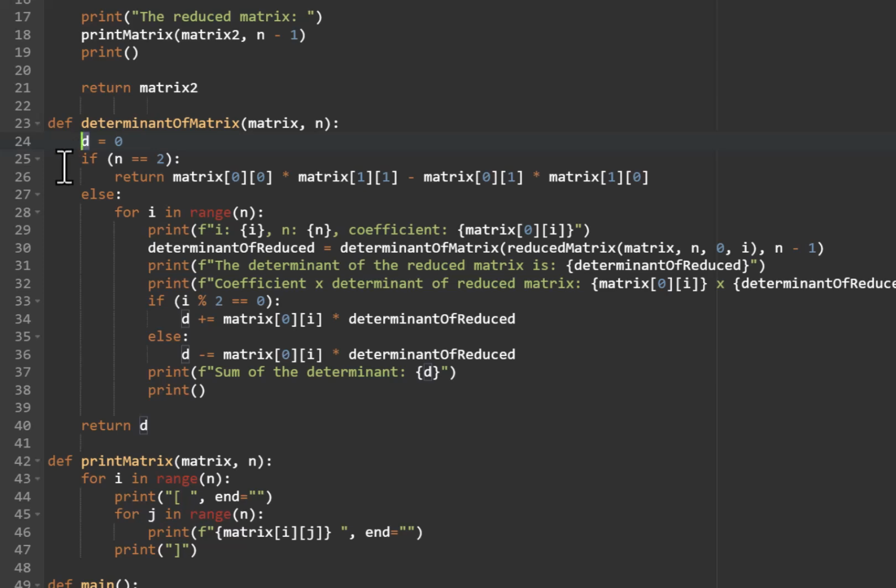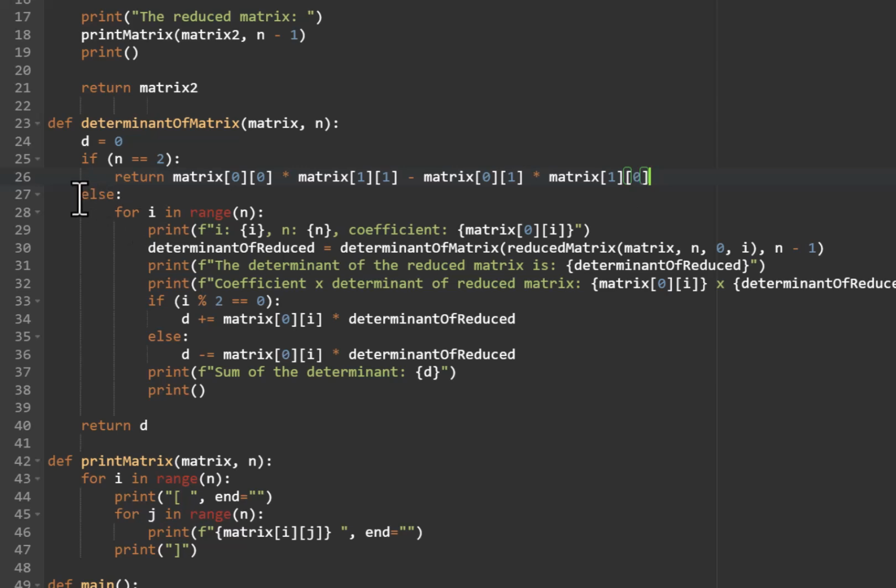Given that this is a recursive function, our exit condition is when the matrix size is 2x2. The determinant of a 2x2 matrix is the subtraction between the entry at position 0,0 multiplied with the entry at position 1,1, and the entry at position 0,1 multiplied with the entry at position 1,0. Thus, if the size of the matrix is 2x2, the program simply calculates and returns the determinant using the above equation.